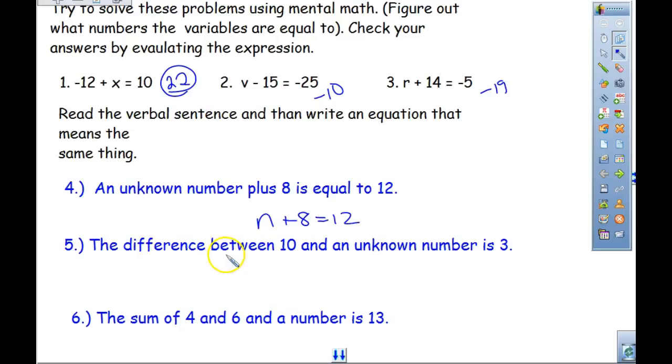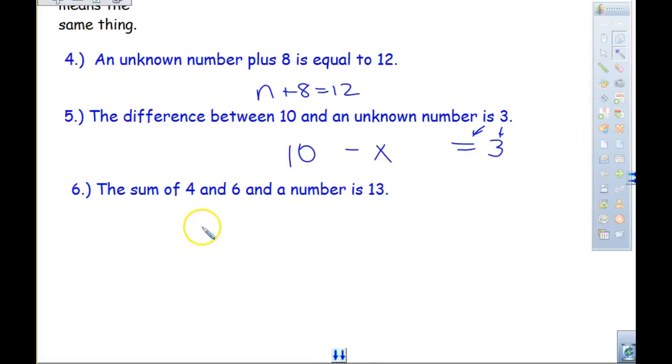If I'm looking at this one, the difference between 10 and an unknown number n is 3. Well, it is 3. That is my equal 3, right? So I know those two. And difference means subtract. So what should I be looking at, Jeff? 10 minus x equals 3. 10 minus x.